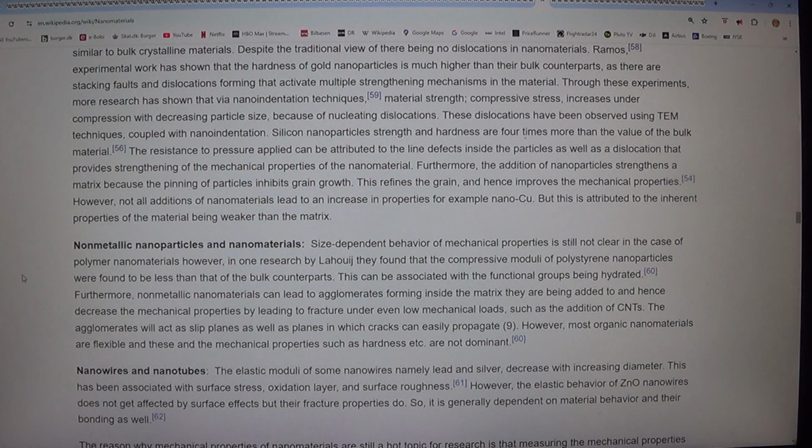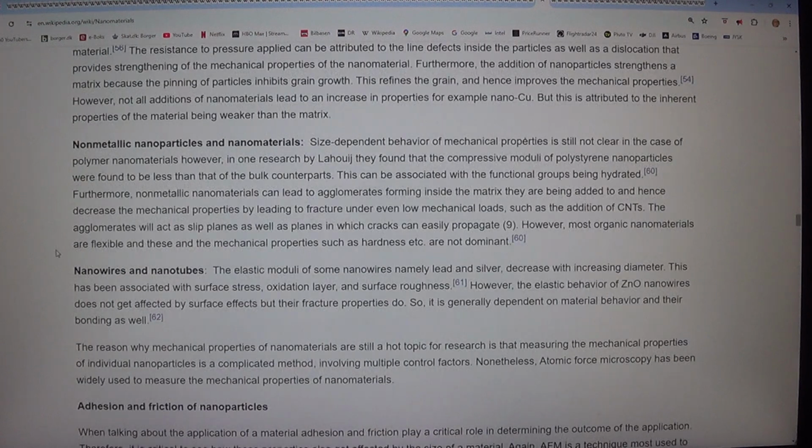Non-metallic nanoparticles and nanomaterials. Size-dependent behavior of mechanical properties is still not clear in the case of polymer nanomaterials. However, in one research by Lahouage they found that the compressive moduli of polystyrene nanoparticles were found to be less than that of the bulk counterparts. This can be associated with the functional groups being hydrated.